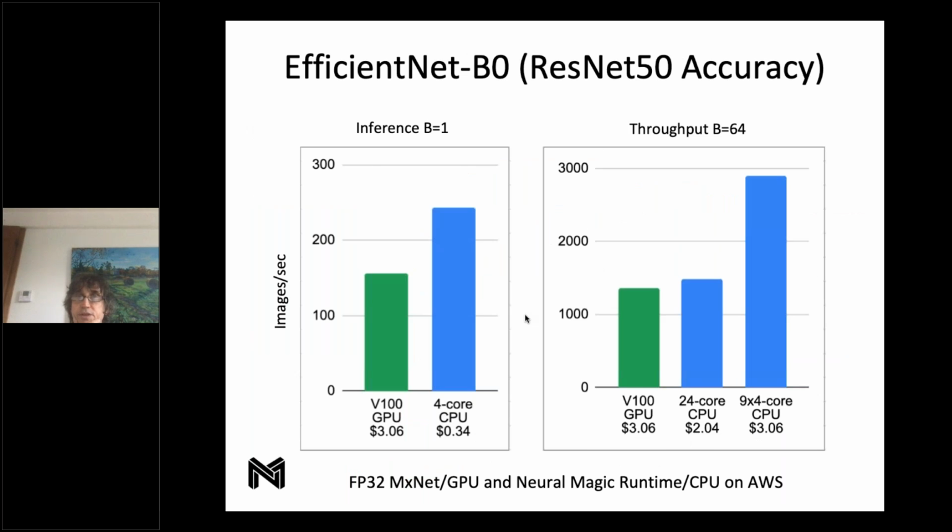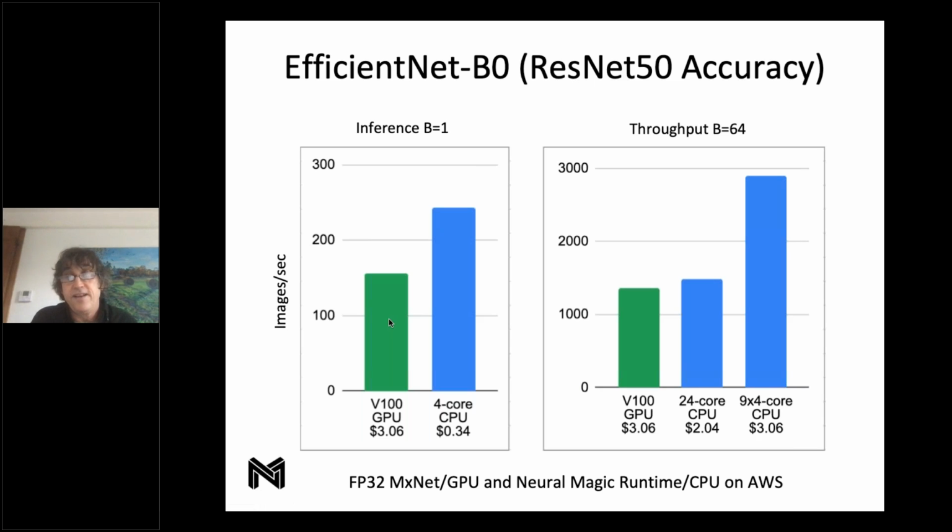And this translates also into compute. Here are some results that compare running EfficientNet B0 on a GPU using MXNet, and on a CPU on AWS using the Neural Magic runtime. On the left side, for batch size 1 inference, you can see that a 4-core CPU that costs 34 cents an hour is on the same order, a little better, than a Volta GPU that costs $3 an hour.